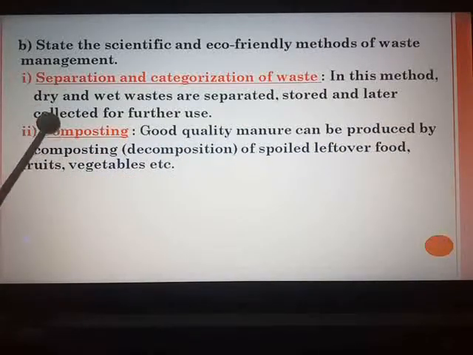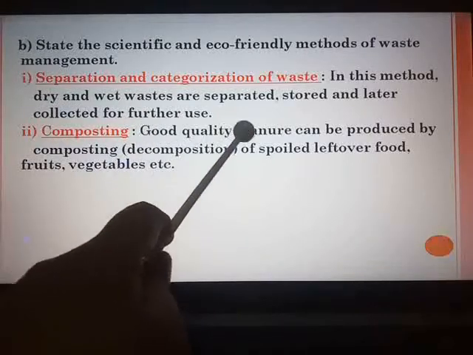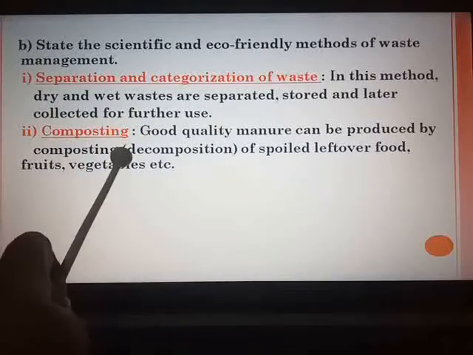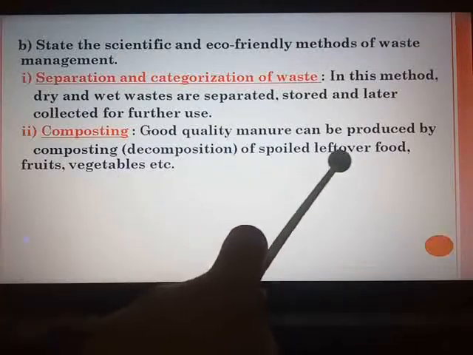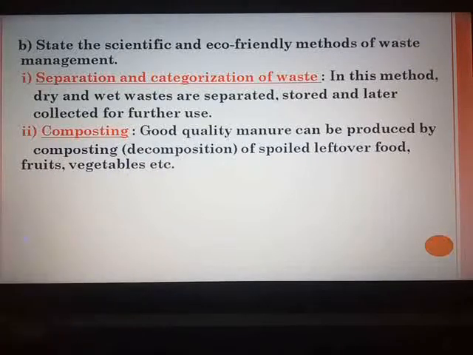Composting, what you will write in short: good quality manure can be produced by composting or decomposition of spoiled leftover food, fruits, vegetables, etc. This is the composting they have given in the textbook. Explanation in short you have to give from your side by using the knowledge from the lesson. First technique is separation and categorization of waste, wherein you separate the dry and the wet waste. Second is composting. What happens in this technique? You get good quality manure by the decomposition of kitchen waste.